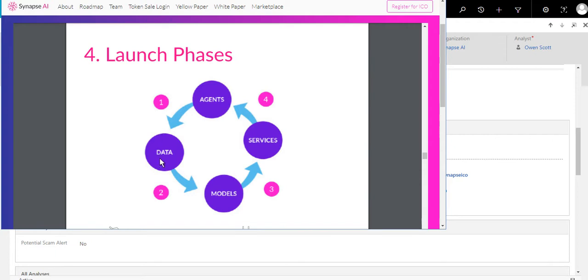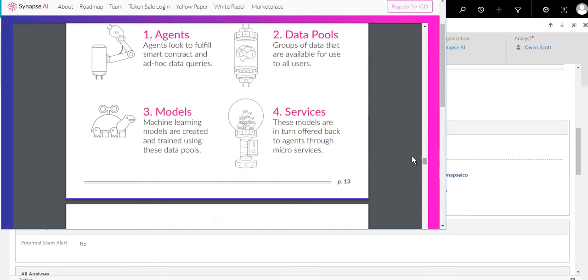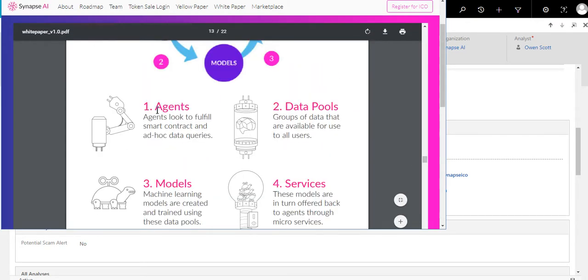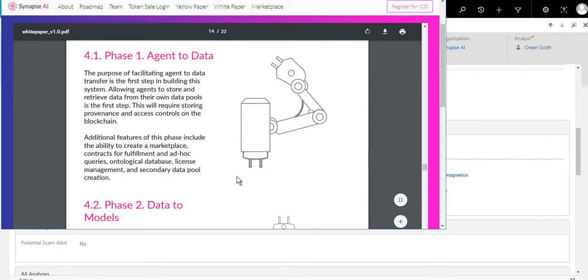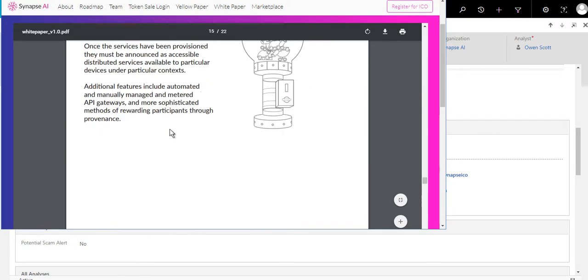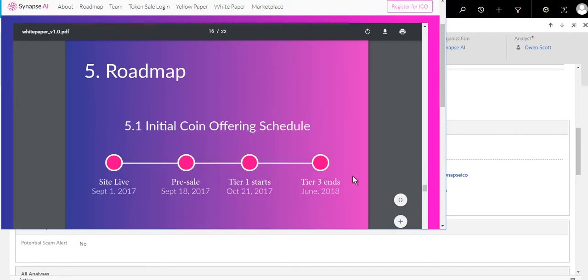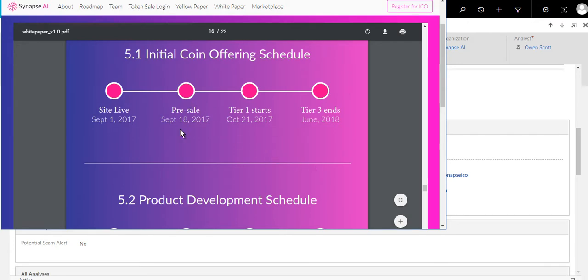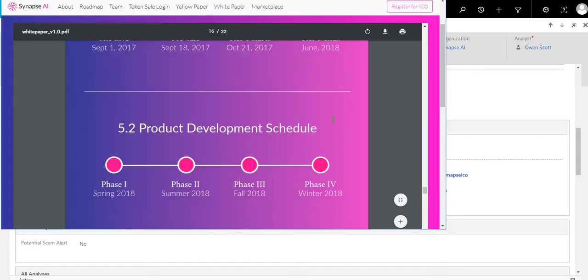We've got some launch phases here in terms of what's going to come first: agents, then data, then models, then services. Not sure where the wallet fits in with that, but maybe this is after the wallet. Then they talk about some of the different ways that the data travels, and then there's a bit of a roadmap. So here's the tiers I was talking about. There was a pre-sale, then tier 1, tier 3 ending in June. So you can see it was 9 months, more or less, to get through the tiers.